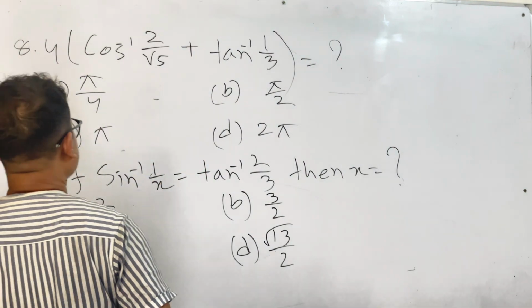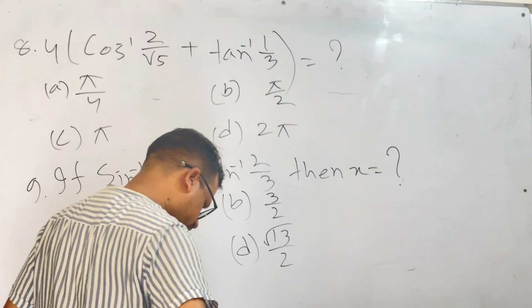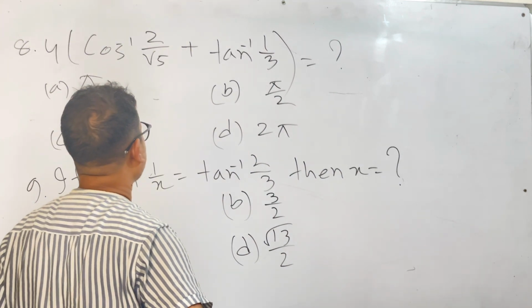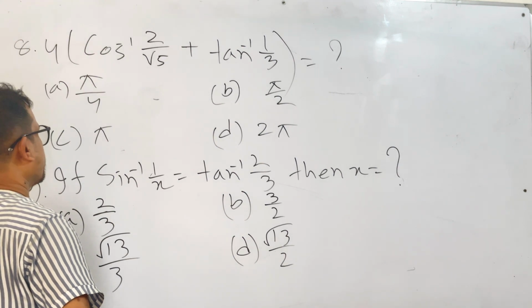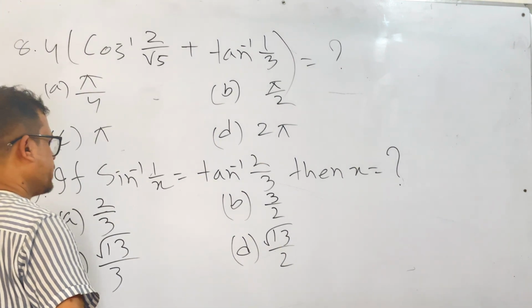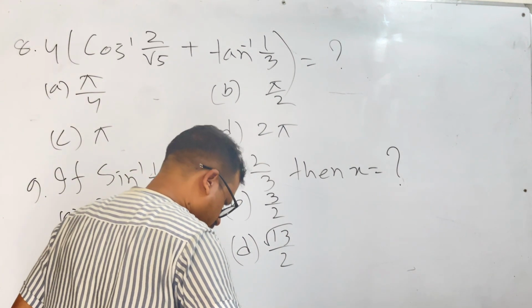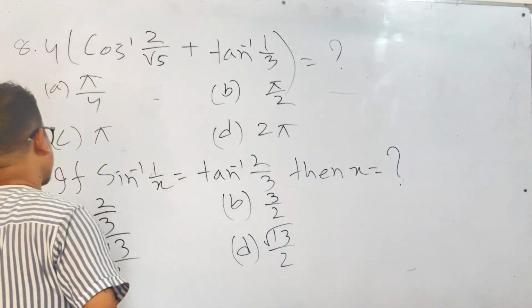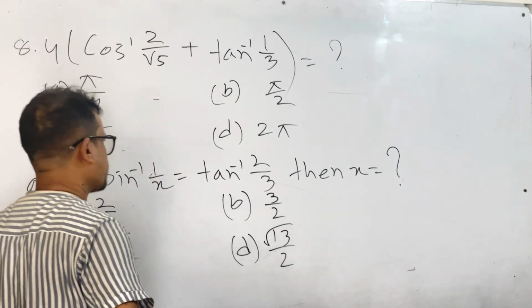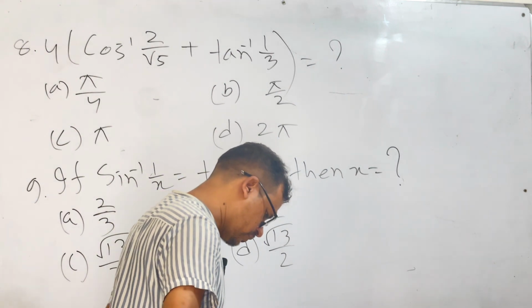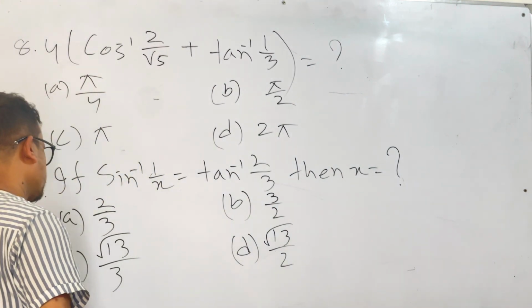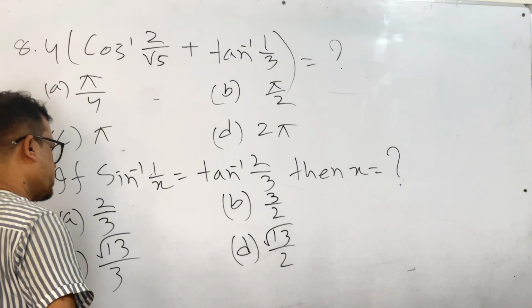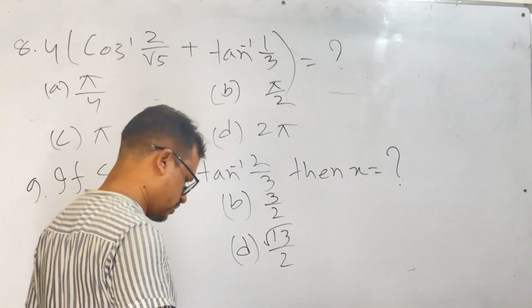Question 8: cos inverse 2 by root 5 plus tan inverse 1 by 3 equals what? Pi by 4, pi by 2, pi, 2 pi. And question 9: sin inverse 1 over x equal to tan inverse 2 by 3, then x equal to 2 by 3, 3 by 2, root 13 by 3, root 13 by 2.